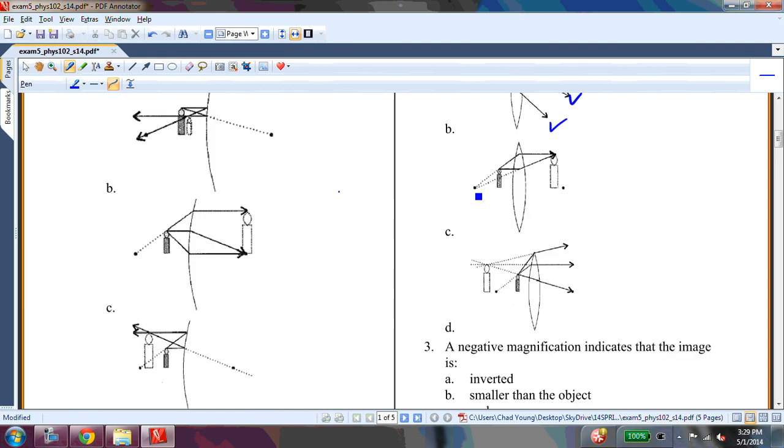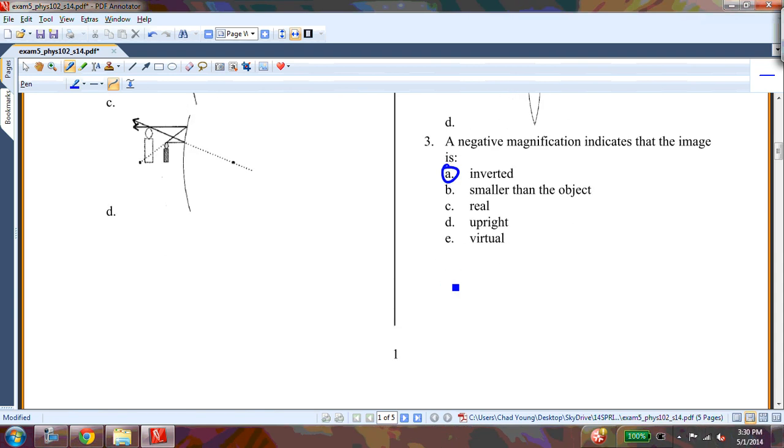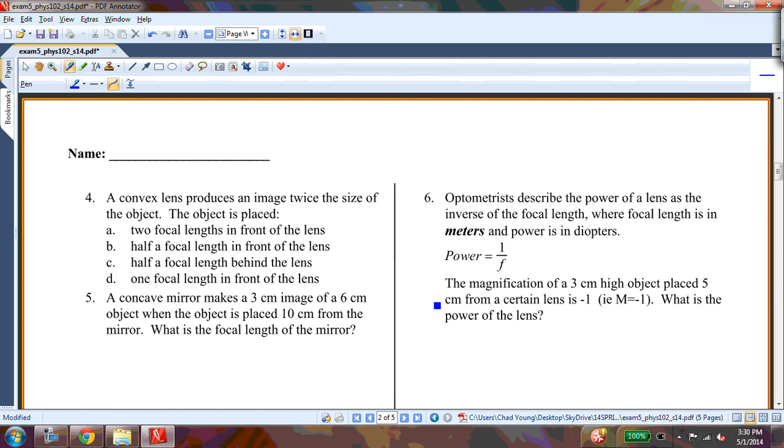A negative magnification indicates that the image is which of these? A negative magnification means that it is inverted. So A is the right answer. A convex lens produces an image twice the size of the object. The object is placed where? Well, if it produced an image that's twice the size of the object, that's going to be an object that is in front of the focal point. This is like a magnifying glass. So the only one that is between the focal point and the lens is half a focal length in front of the lens.